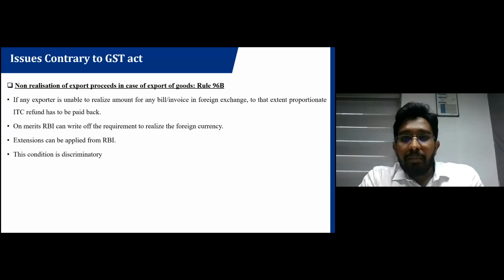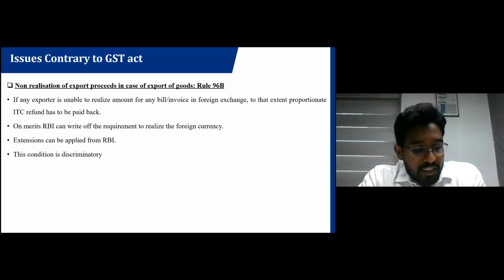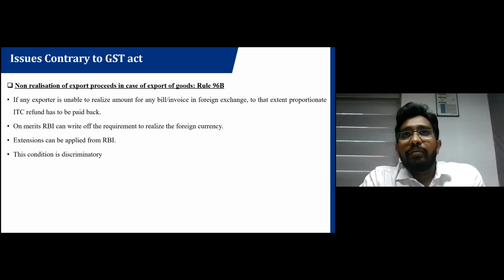If you fail to realize the amount for any bill or invoice in foreign exchange, to that extent, ITC refund has to be paid back. I made an export. I claimed refund. And at last, the foreign customer defaulted and I couldn't realize the foreign exchange in India. In that case, what that rule is telling, you need to pay back the refund amount you have claimed. No such restrictions in the GST Act. This is the restriction prescribed under rules only. You need to pay back the refund in case of non-realization, and in future, if you realize such proceeds within the limits prescribed by the RBI, you can get that refund amount again.